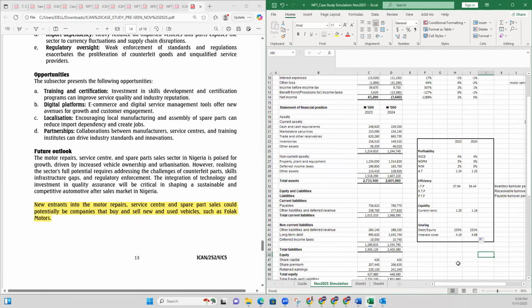All right. Sir, I have a question. This 2024, the interest expense and other loss and the income before tax, will they correct it or is it going to remain like this? Are they going to correct this error or are we going to have it like this?